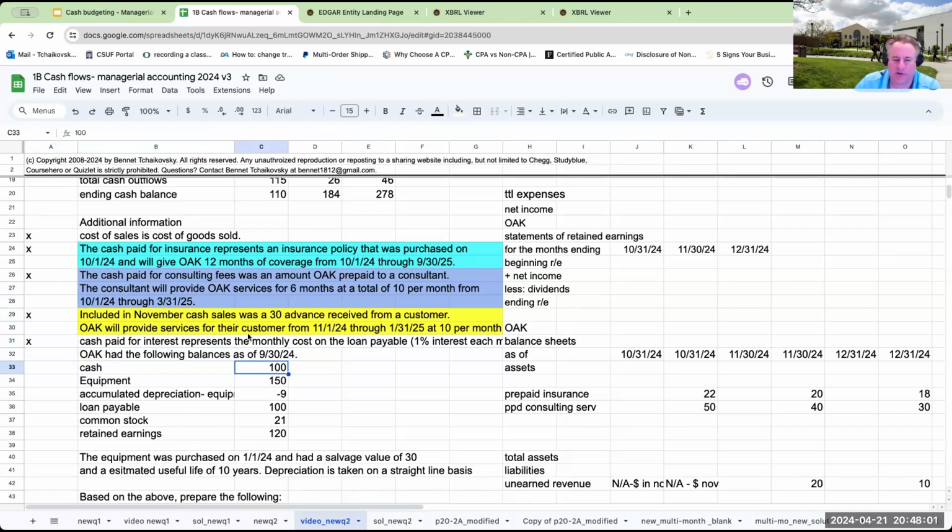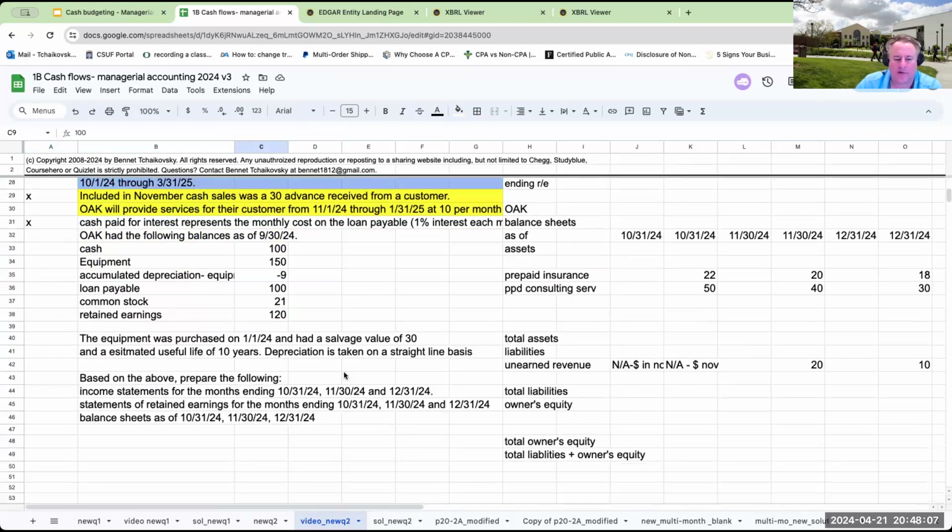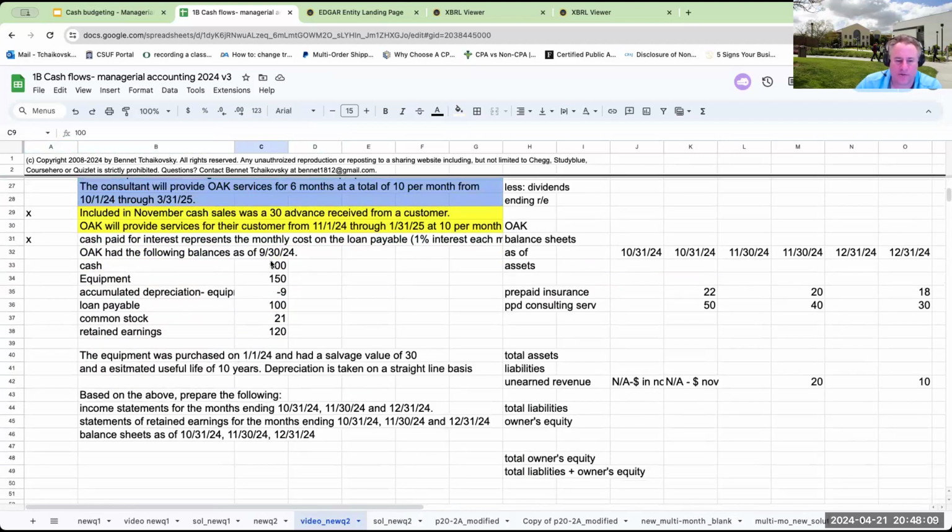We have cash, the ending cash balance becomes the beginning of the following month. That's where that number is coming from. And let's look over here. So we've got cash, equipment. Okay. The equipment was purchased on January 1st, 2024, with a salvage value of 30 and an estimated useful life of 10 years. Depreciation is taken on a straight line basis.